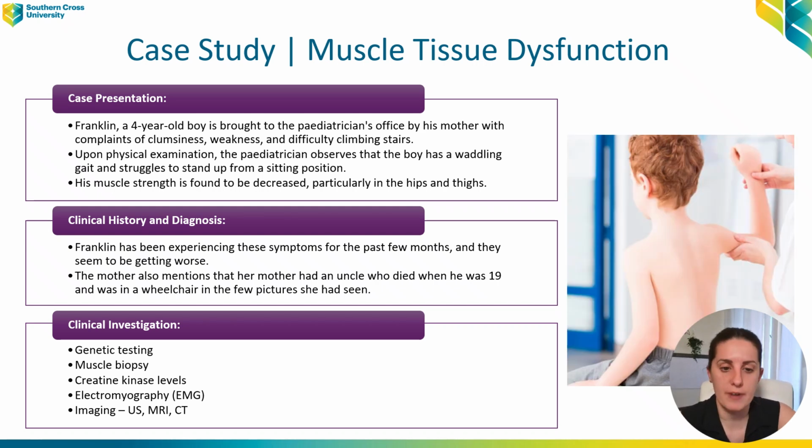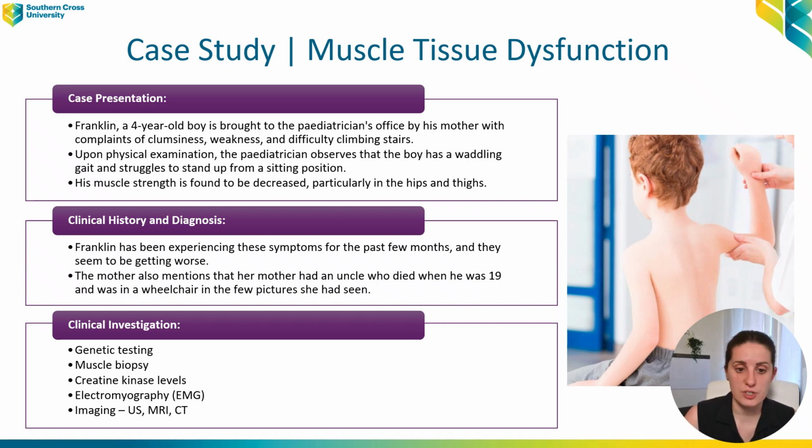So we have Franklin, a 4-year-old boy who's brought to the pediatrician's office by his mother with complaints of clumsiness, weakness, and difficulty climbing stairs. Upon physical examination, the pediatrician observes that the boy has a waddling gait and struggles to stand up from a sitting position. His muscle strength is found to be decreased, particularly in the hips and thighs.